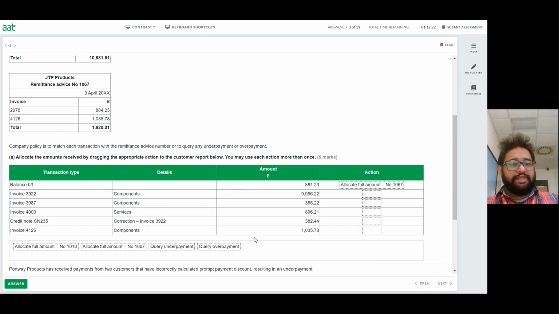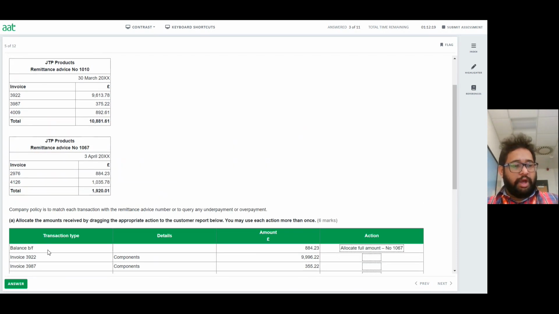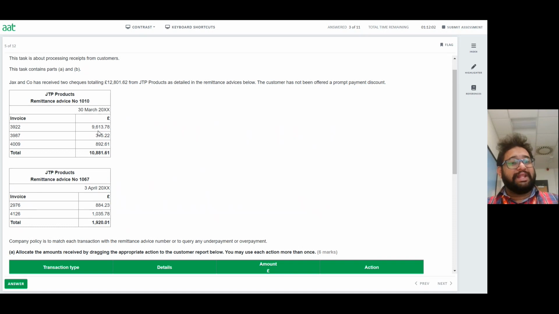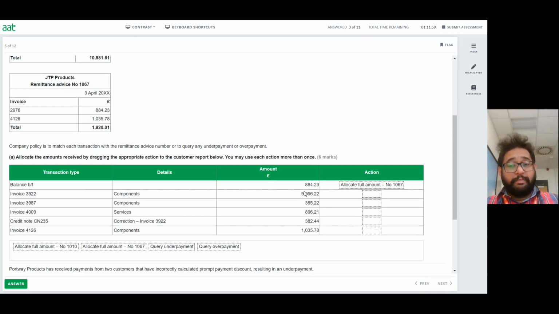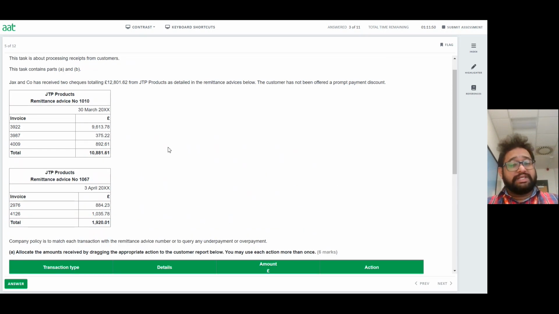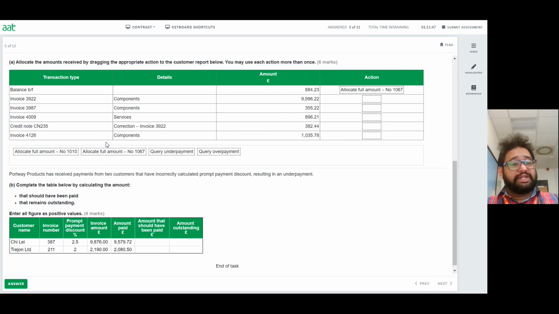But if you look further, there is a payment on your customer report below, £9,996.22. Also, if you notice further down, there's a credit note for 3922. If you reconcile these two figures, it should be equal to 9,613.78: this invoice minus the credit note, and it also says it's because of a correction to the initial invoice. Therefore, this amount is correct, and that is allocated to this remittance advice, 1010. So I'm going to allocate this one here.